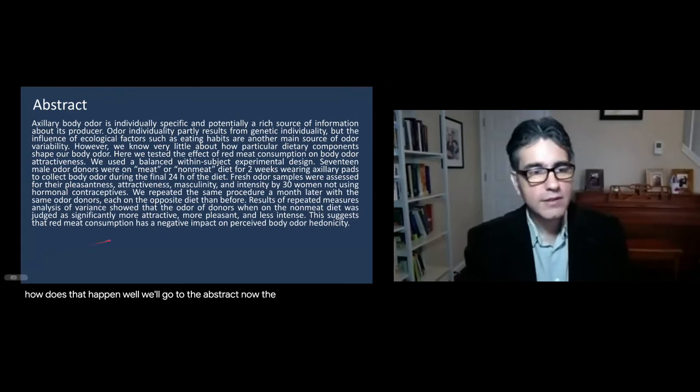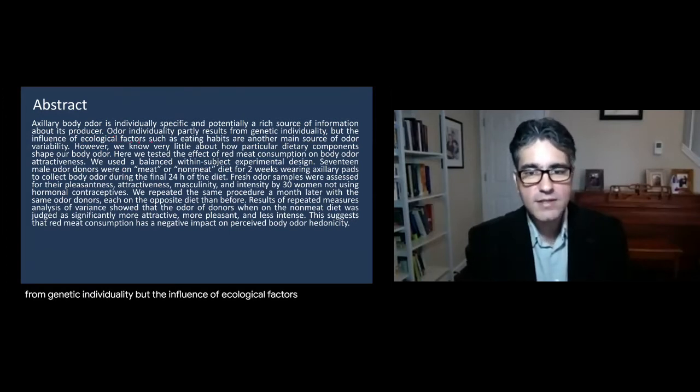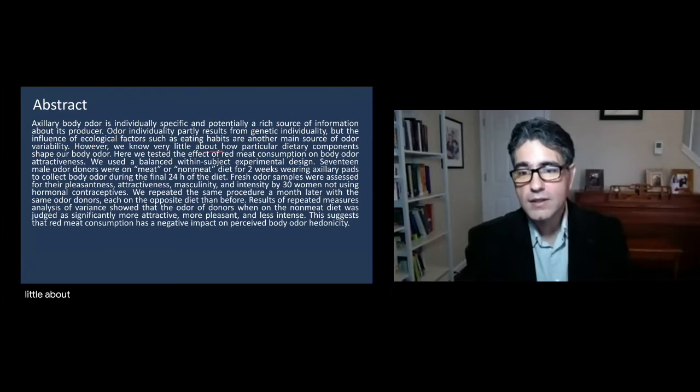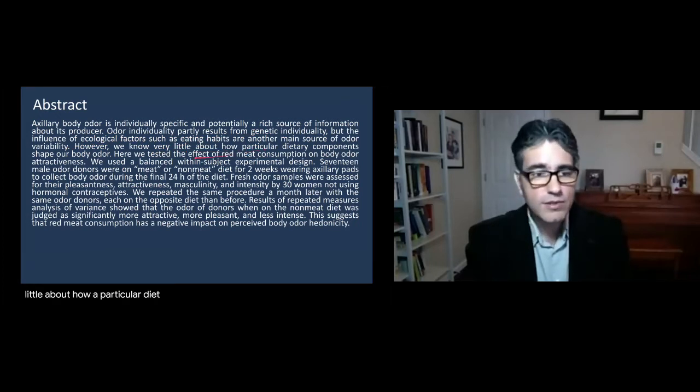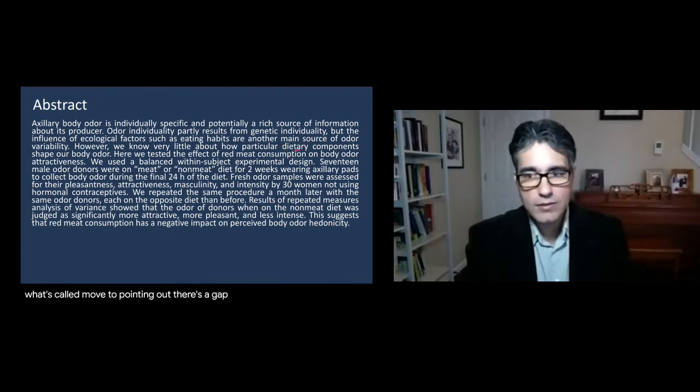The abstract here says axillary body odor is individually specific and potentially a rich source of information about its producer. So that's move one. Odor individuality partly results from genetic individuality, but the influence of ecological factors such as eating habits is another main source of odor variability. Okay, still establishing territory here. Notice that they're talking about genetics, and then they talk about eating. However, we know very little about how particular dietary components shape our body odor. So this is what's called move two, pointing out there's a gap in the knowledge. They don't know how diet may influence odor.